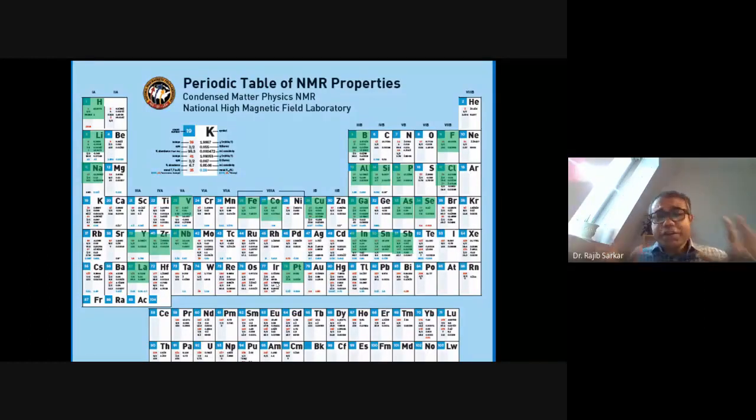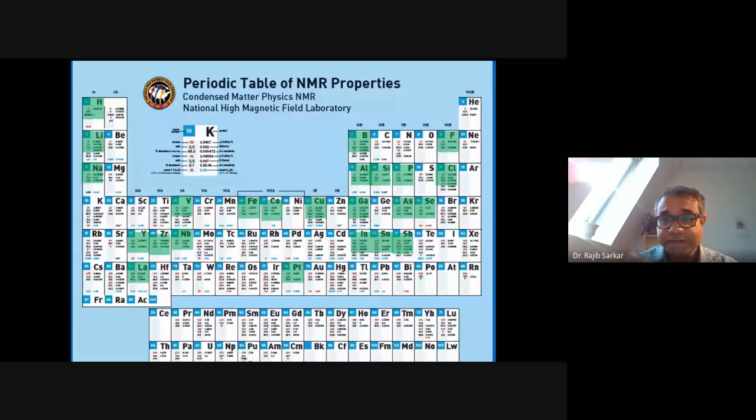And when you are doing condensed matter, solid state physics nuclear magnetic resonance, this is the periodic table. In this periodic table, we can see which nuclei are very, very useful for doing NMR, in particular in solid state materials. These are the nuclei in the green zone, like proton, lithium, sodium, and then vanadium, niobium, zirconium, yttrium, enriched iron, cobalt, copper, aluminum, silicon, phosphorus. More or less, these are very good NMR sensitive nuclei.